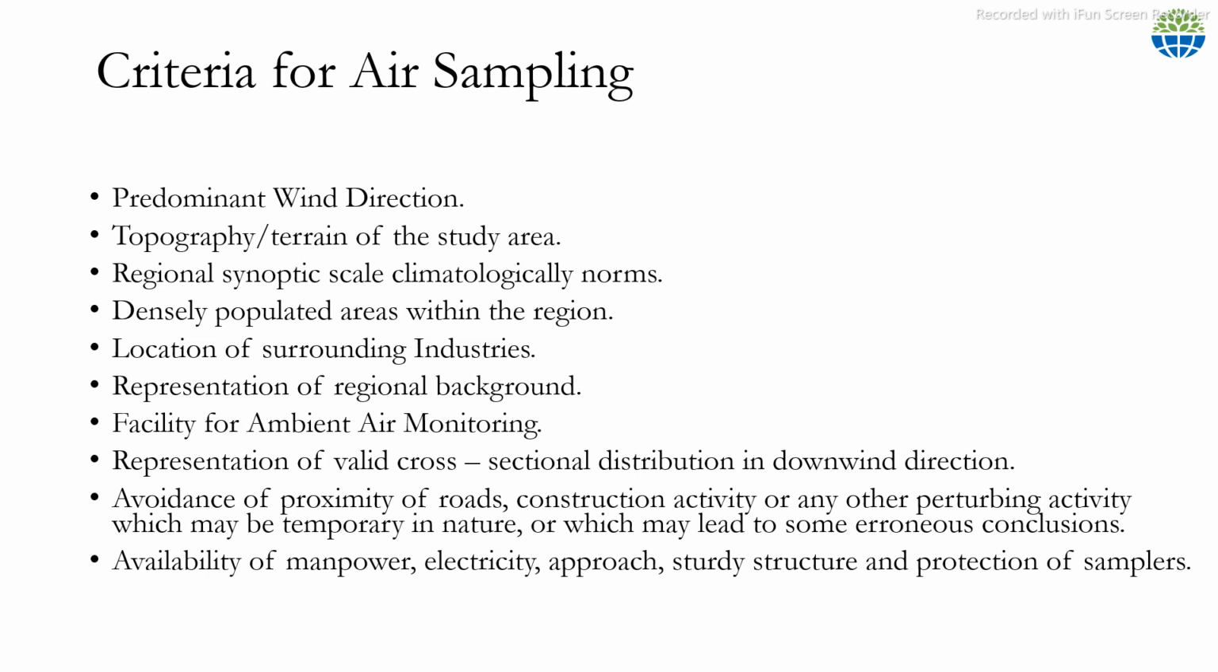area, regional synoptic scale of climatological norms, densely populated area within the region, location of surrounding industry, representation of regional background, and facility for ambient air monitoring, representation of valid cross-sectional distribution in downwind direction, avoidance of proximity of road, construction activity, or any other activity which may be temporary in nature, which may lead to some errors. And availability of manpower, electricity, approach road, sturdy structure and protection of your samplers.